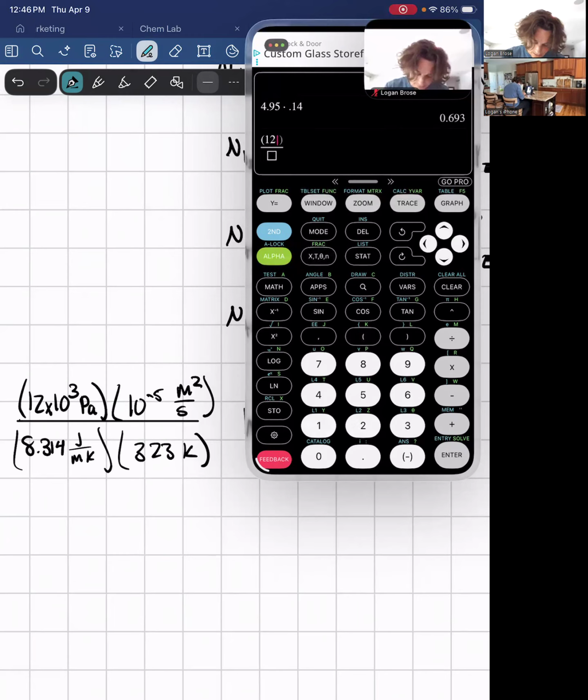So 12 times 10 to the third times 10 to the negative fifth over 8.314 times 323 times the natural log of 1 over 0.88. And that gets us 5.71 times 10 to the negative 6, right?